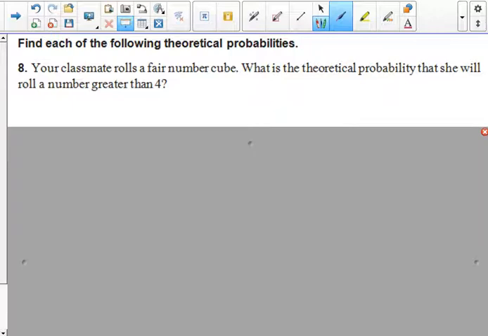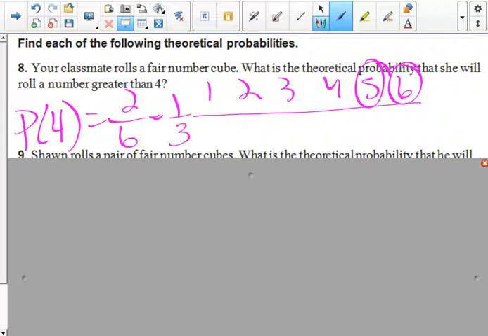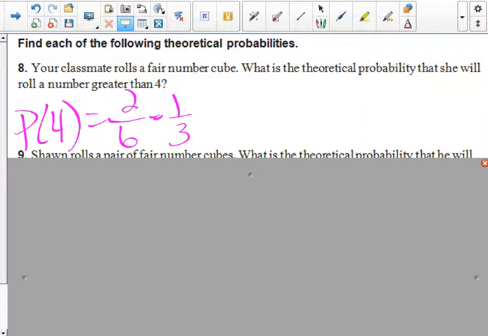So let's look. We know we've got 1, 2, 3, 4, 5, 6. Those are our possibilities on this one dice. And they want to know what's the chance that we're going to roll a number greater than 4. Well, how many of these numbers are greater than 4? 2. So she has a 2 in 6 chance. So probability is equal to 2 out of 6, or simplified, a 1 in 3 chance of getting a number greater than 4.